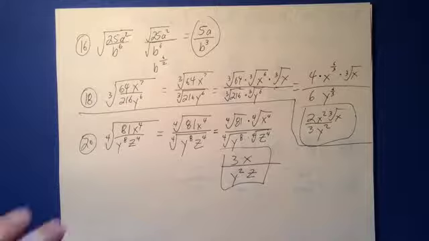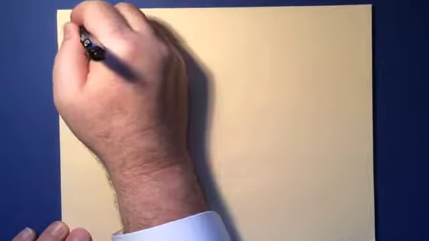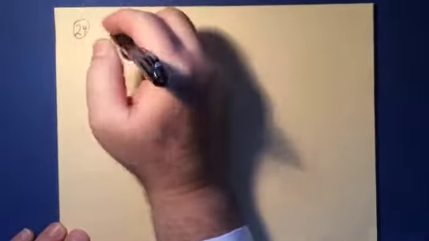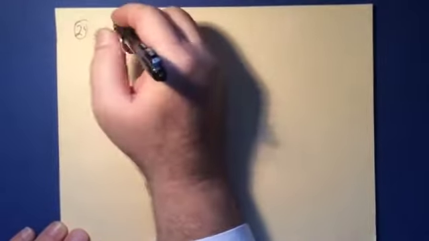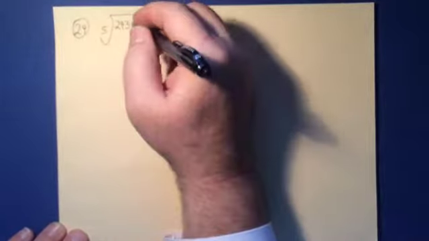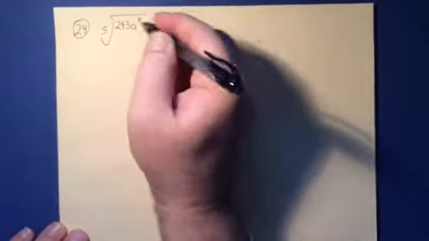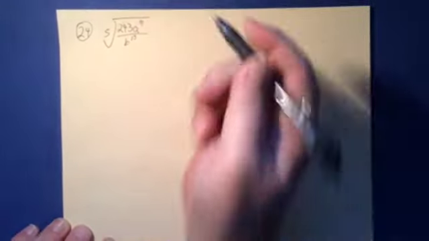Let's check out one more of these types of questions and let's see exactly where this is going to take us. So we're going now to question 24 and let's see what happens with that. So this is going to be the fifth root now. Notice these are just getting bigger, but same rules apply. Fifth root of 243 times a to the 9th divided by b to the 13th.